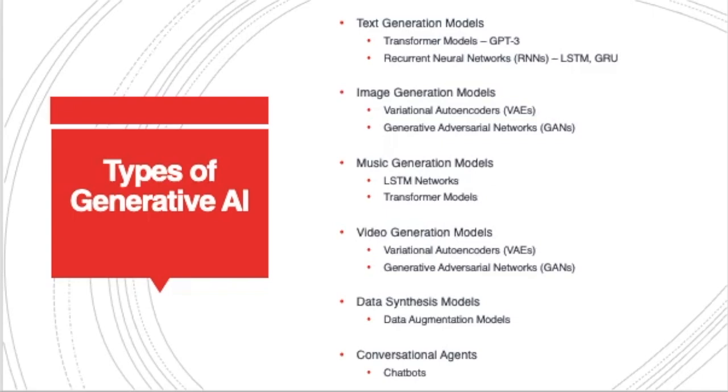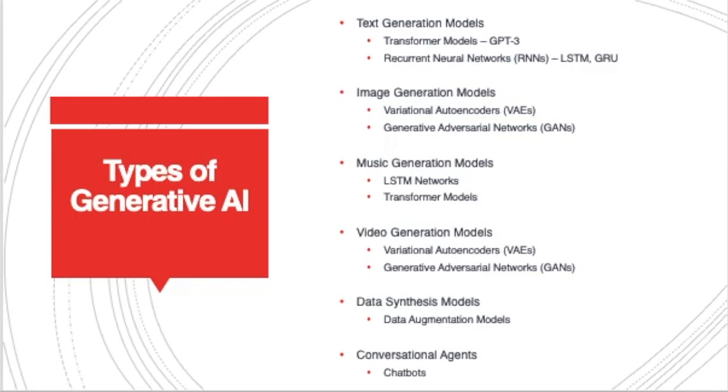So let's talk about image generation models. There are two types. Variational autoencoders, or VAEs, generate new images by sampling from a learned latent space, allowing for the creation of diverse and realistic images.